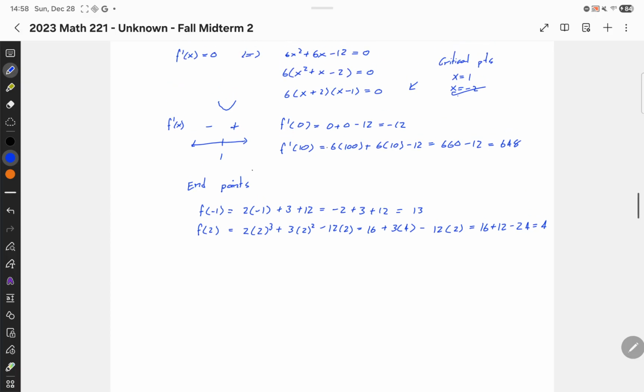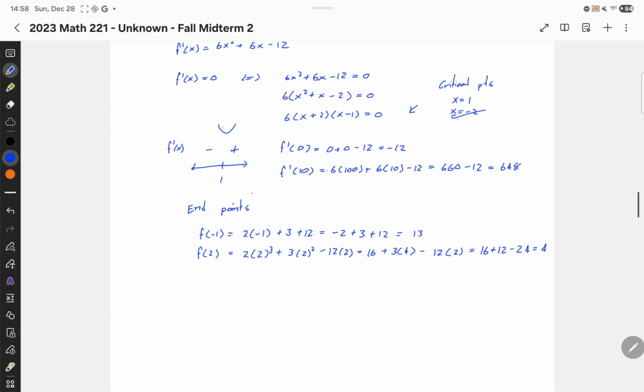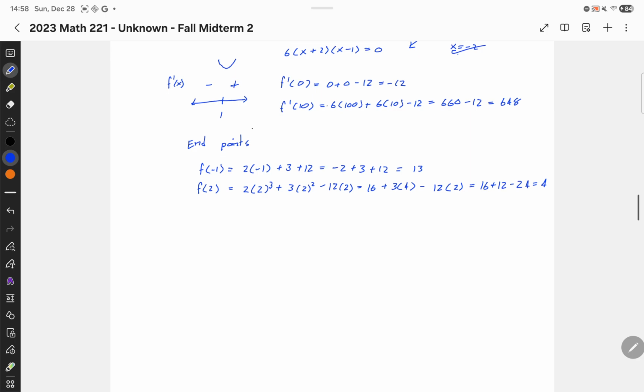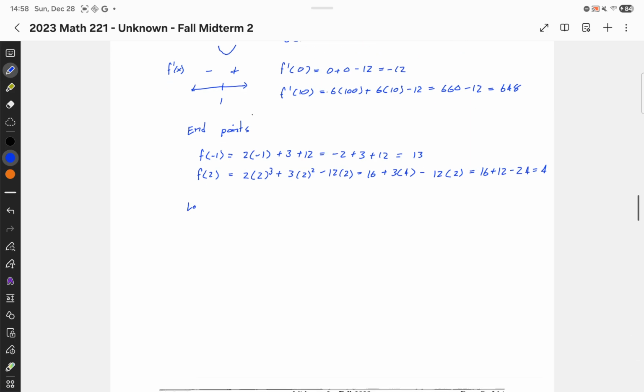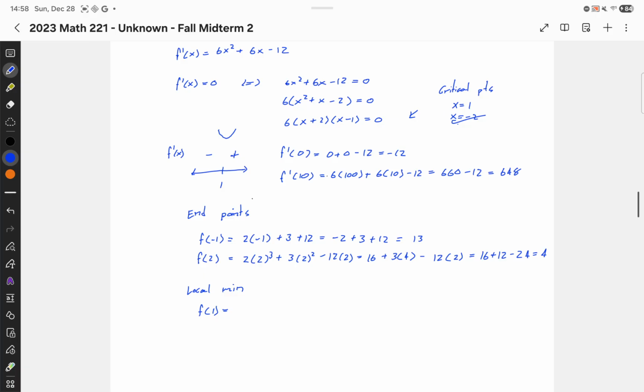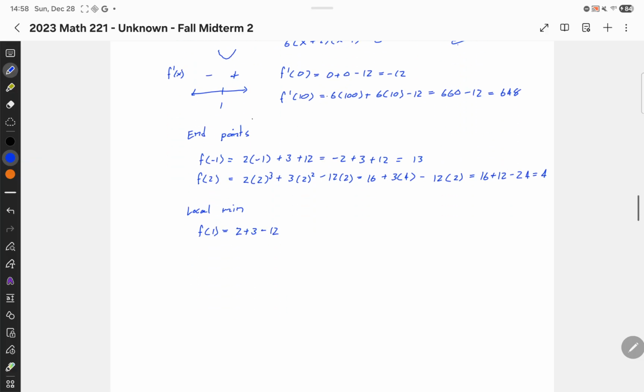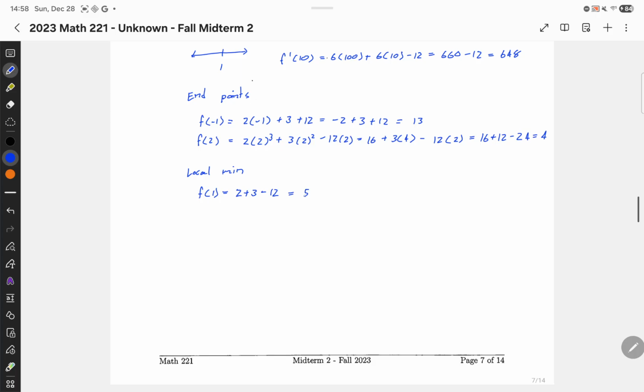And then last thing, I just realized we forgot to find the y value of our local minimum. So let's go ahead and do that here. We'll just say local min. We have that at f of 1, right? And so f of 1, we could just look at the coefficients, right? Because 1's not going to change any of them. We'll get 2 plus 3 minus 12. And that's going to be equal to 5 minus 12, which is minus 7.